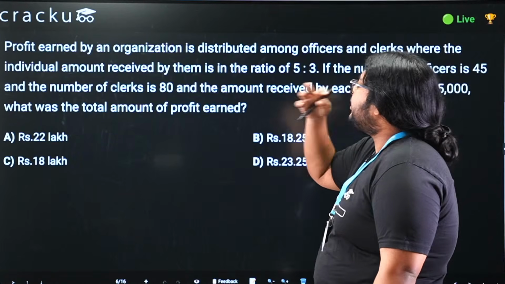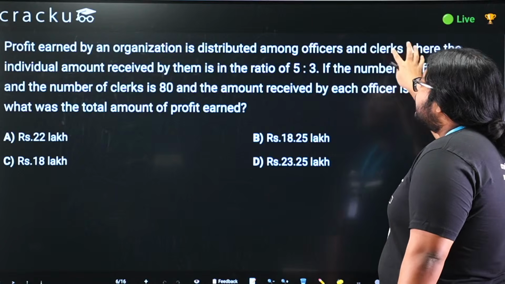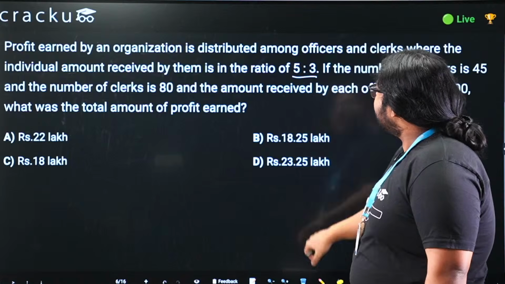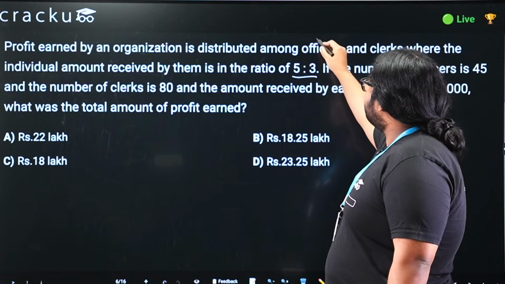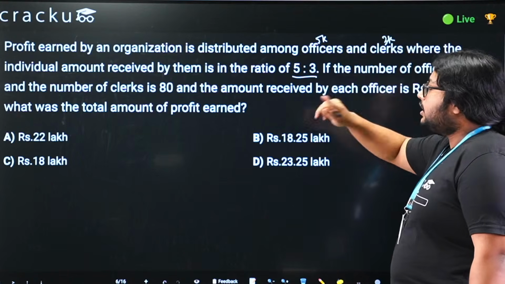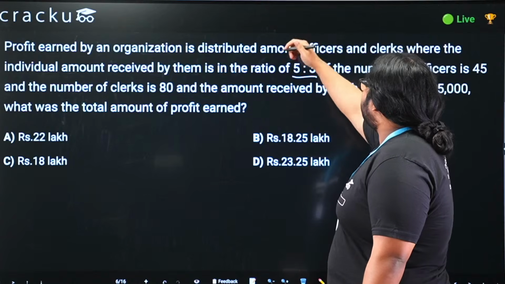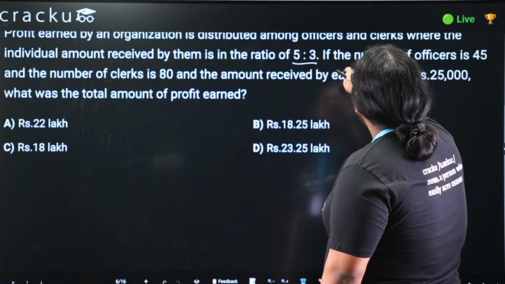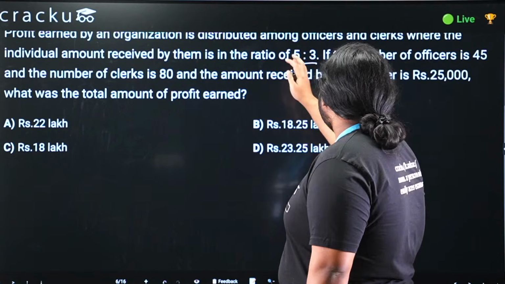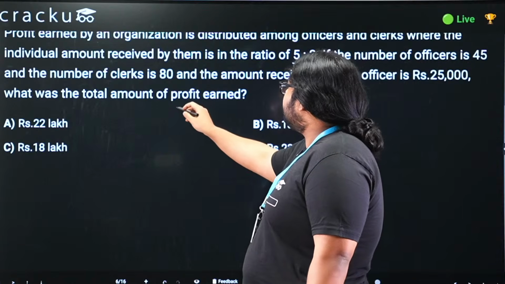The profit earned by an organization is distributed amongst officers and clerks, where the individual amount received by them is in the ratio 5:3. Like whatever amount the officers are receiving, if that is 5k, then the amount the clerks are receiving is 3k. Not total, individually, each officer to each clerk. If the number of officers is 45 and the number of clerks is 80, and the amount received by each officer is 25,000, what is the total amount of profit earned?